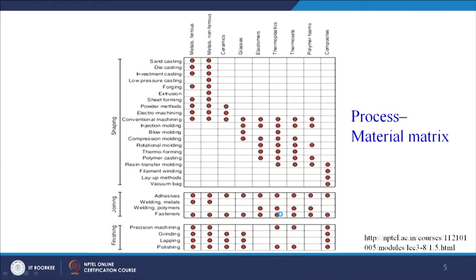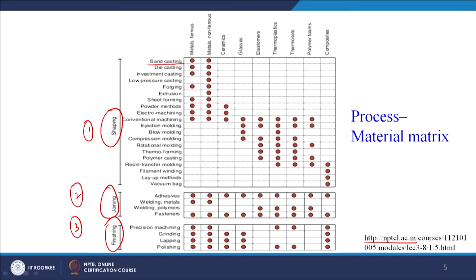So now let us quickly see. This is the process material matrix on your screen. The source is also given, NPTEL. It is available in the e-form. Now we can see here, we have already classified the manufacturing processes as shaping 1, joining 2 and finishing 3. So these are the three broad categories of processes, and for giving shape to any material, one example, the first one, is sand casting.